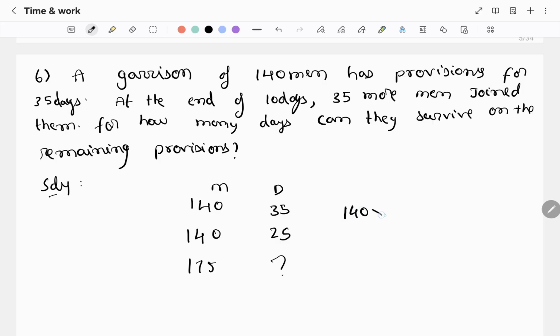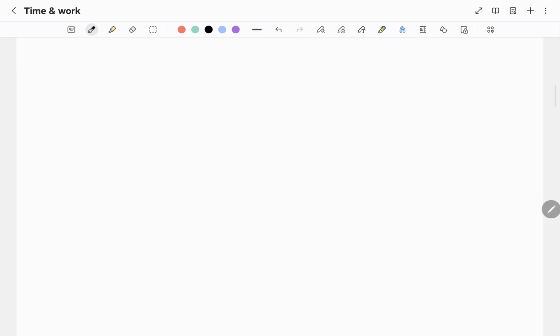So 140 into 25, M1 D1 is equal to M2 D2. Now if I transpose this M2 to the right hand side, by 175: 25 ones are 25, 7 ones are 7, 7 20s are 140. So D2 is equal to 20. Next.